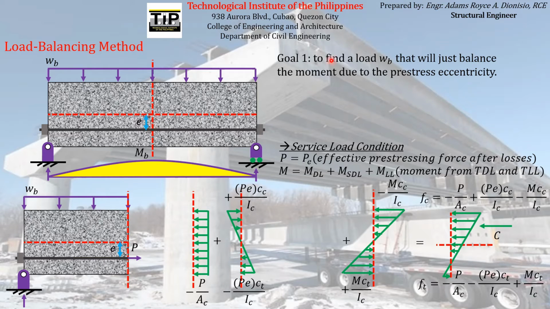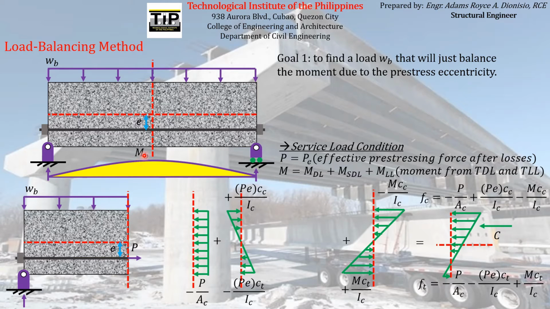So that is our first goal here on the load balancing method. We must find this balance load that will just produce a bending moment at midspan, say for example, that will just balance the eccentric moment coming from the pre-stressing force.